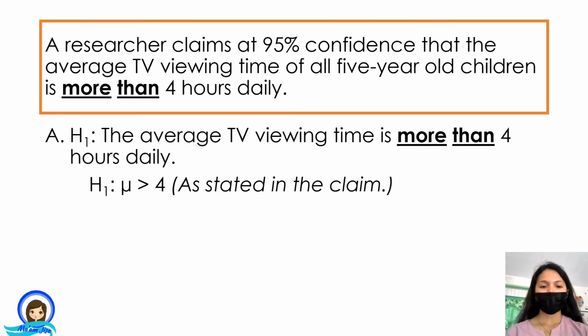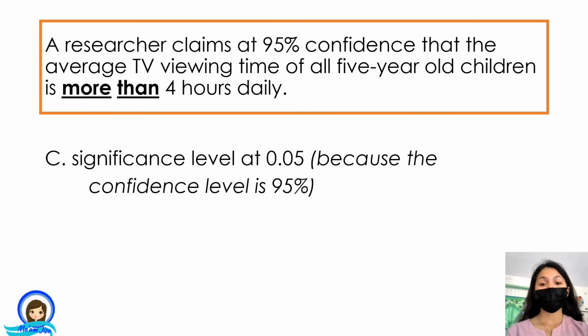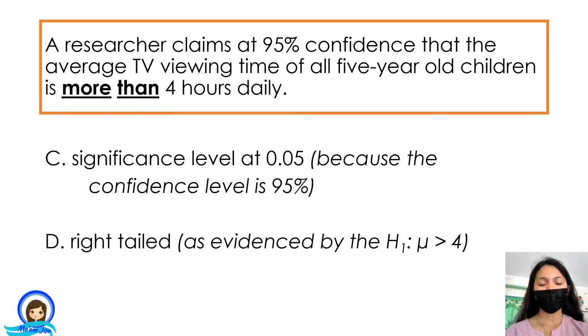For the alternative hypothesis, the average TV viewing time is more than 4 hours daily. In symbols, we have H1: population mean is greater than 4. This is stated in the claim. As you can see, the words more than are highlighted, in bold and even underlined. For the null hypothesis, the average TV viewing time is less than or equal to 4 hours daily. In symbols, that is H0: population mean, mu, is less than or equal to 4. So the symbol less than or equal to is the opposite of the alternative hypothesis. Significance level is 0.05 because the confidence level is 95% as stated in the problem. The rejection region is right-tailed as evidenced by the alternative hypothesis, population mean is greater than 4.